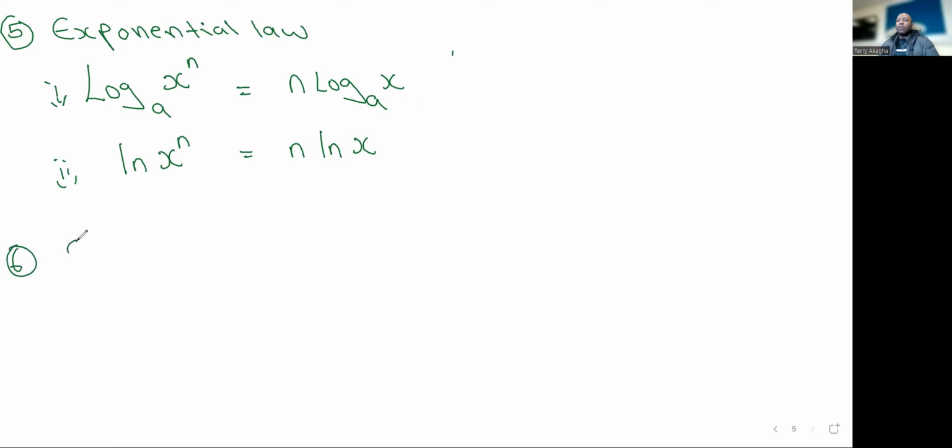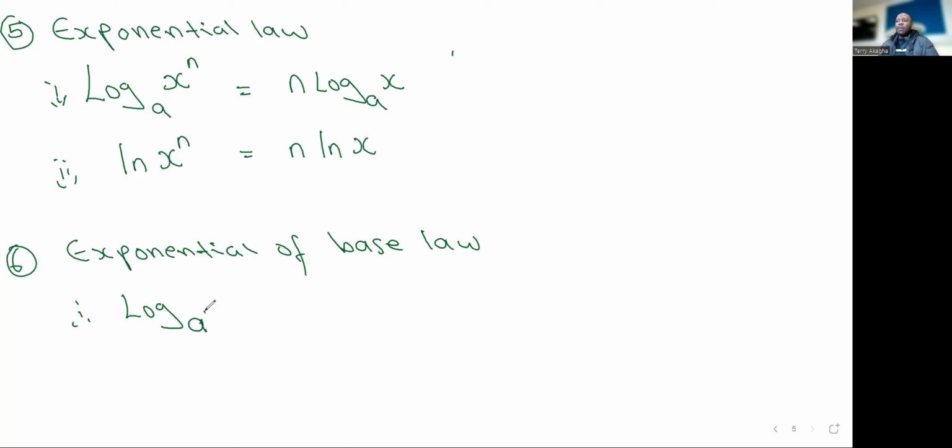So now in this case, we have what we call the exponential of base law. Okay? Now, in this case, we're having log, and instead of the x having the power, now it is the base that has the power. Okay? So in this case, you bring the n to the front as well, but instead of having n, it's going to be 1 over n log a x.